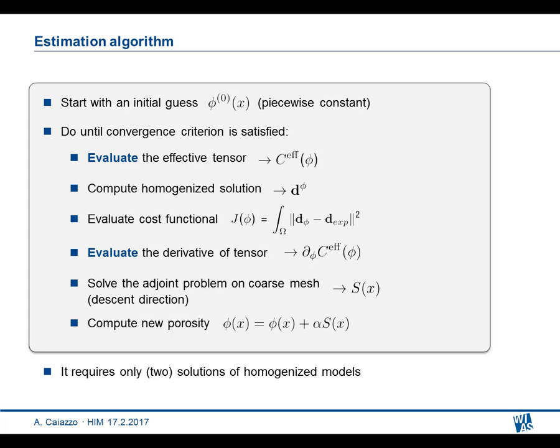So this is the summary of the procedure. We start with a constant piecewise porosity. We evaluate the stress tensor and compute the solution d phi. Then we look for the gradient, we evaluate the analytical derivative of C, then we can compute our direction, and then the new porosity. This alpha depends, in our case, on the values of the functional at the different steps. So we only need to solve homogenized problems, so it is no macroscale anymore, because we can compute this term analytically.